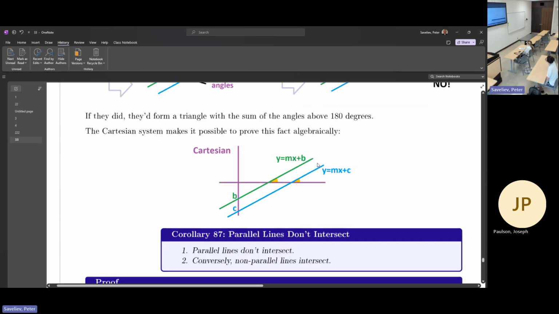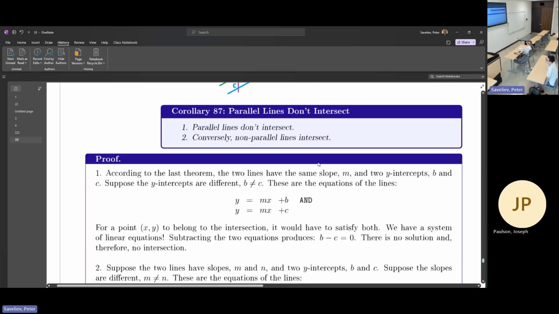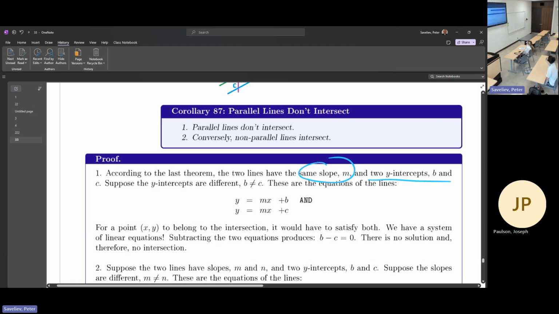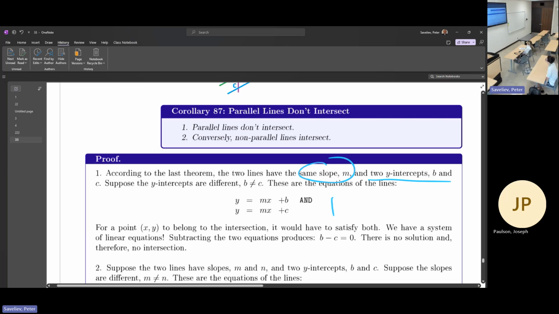Okay, so parallel lines don't intersect. You can prove it algebraically. Here's the proof: if the slopes are equal, then the 2 lines cannot intersect, and that's another linear algebra problem to demonstrate. Whether we call them parallel or not, if they have the same slope, they cannot intersect. We demonstrate that algebraically. So let's take a quick look. Same slope, m, and 2 intercepts b and c. These are the 2 lines, and y and x are the variables.